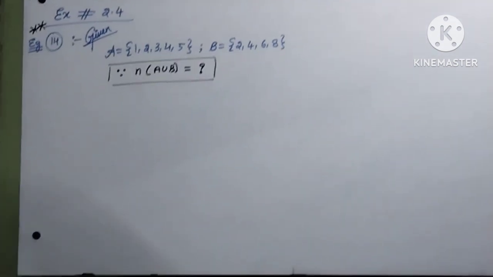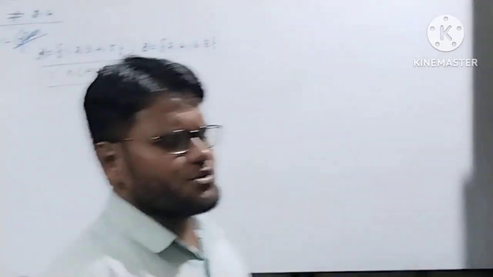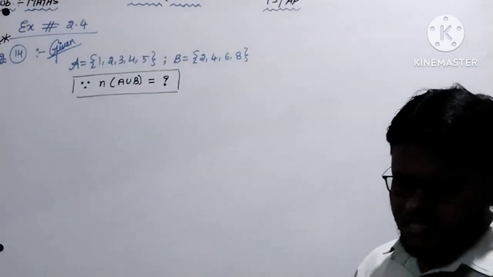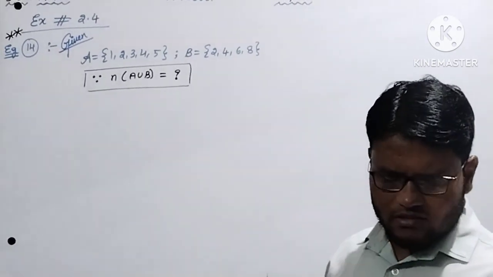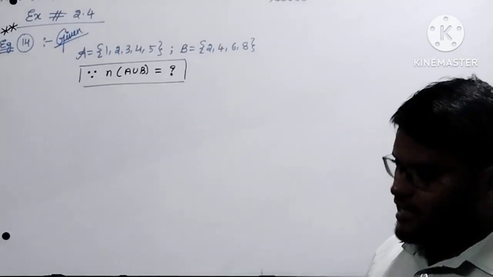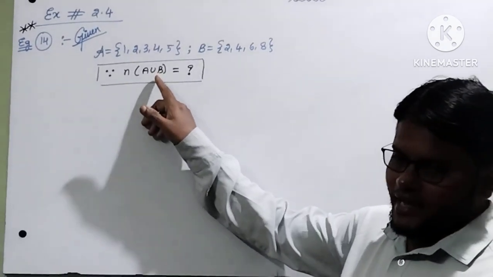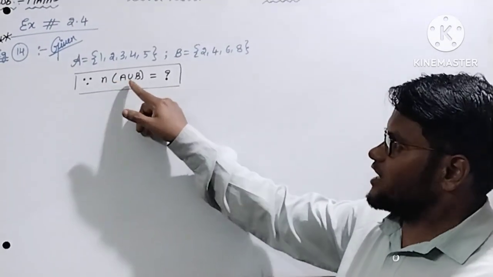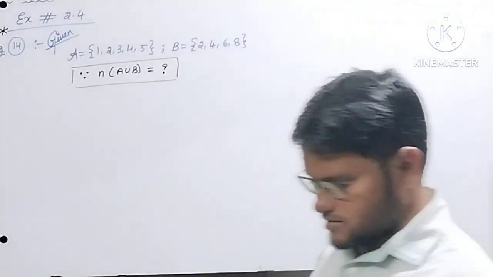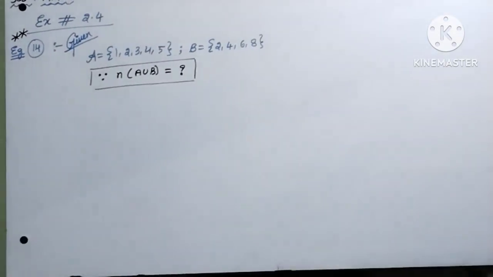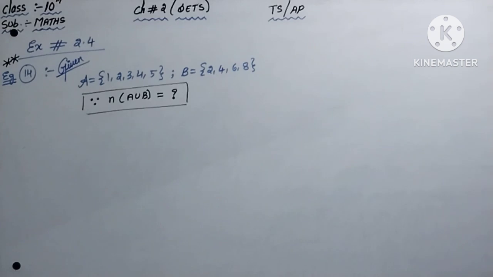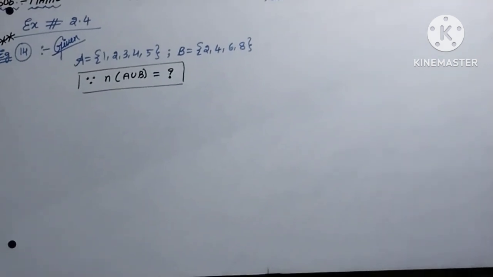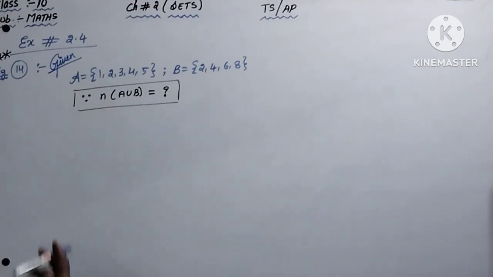In the previous problems, we were finding A union B, A intersection B, A minus B, B minus A, and so on. But in this problem, we have n of A union B. What does n mean? N means how many elements the set contains. We have to write the number of elements, we have to mention it in numbers. Let's see an example.